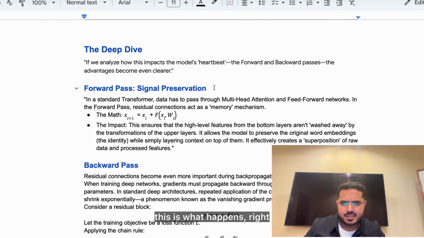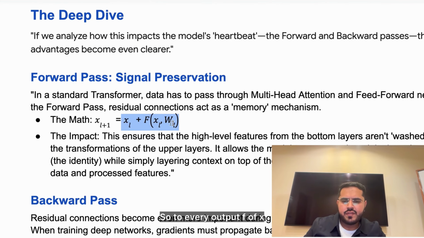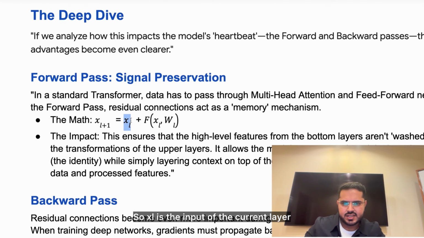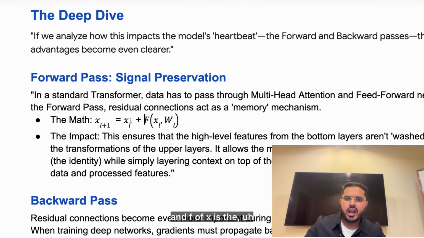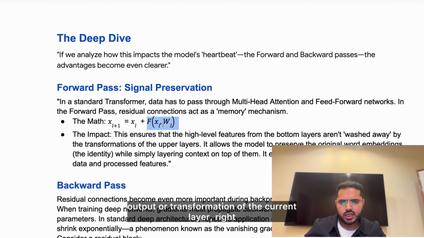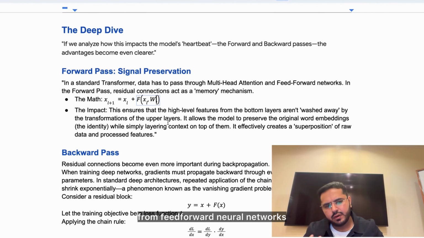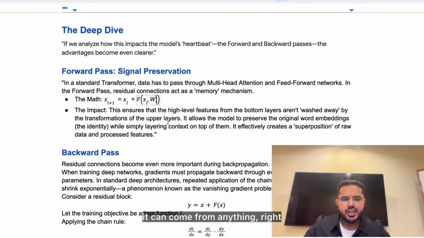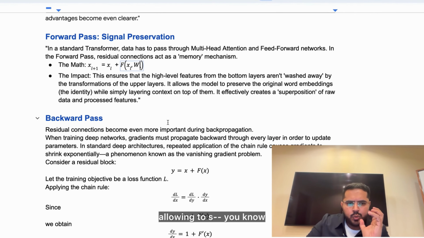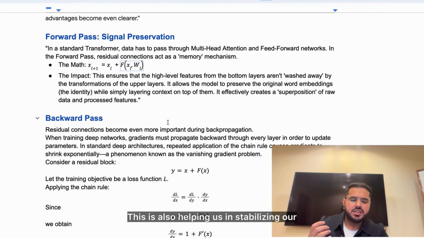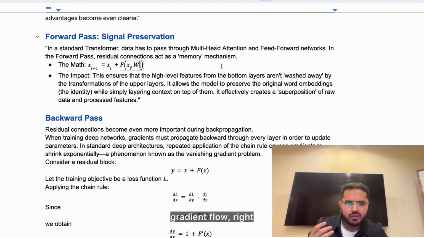In the forward pass, this is what happens: to every output f of x, we add the layer's input. So x_l is the input of the current layer, and f of x is the output or transformation of the current layer. This f of x can come from multi-head attention, from feed-forward neural networks, from anything. So we are allowing ourselves to avoid the vanishing gradient problem. We are preventing it, and we are stabilizing the training. This is also helping us stabilize our gradient flow.